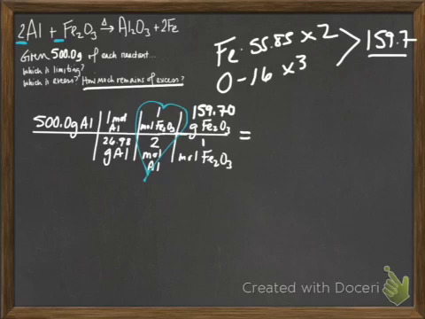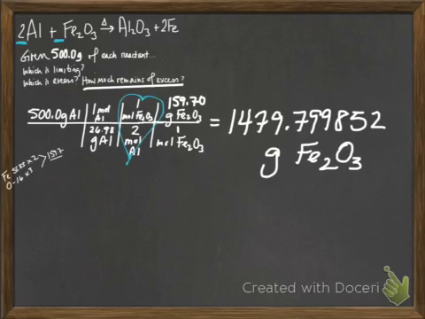Let's get a raw number. Okay, so for our raw answer we get 1,479.798 and so on, grams of iron 3 oxide. That's good. You can get a number. Everybody can get a number. Now we've got to figure out what that number means.